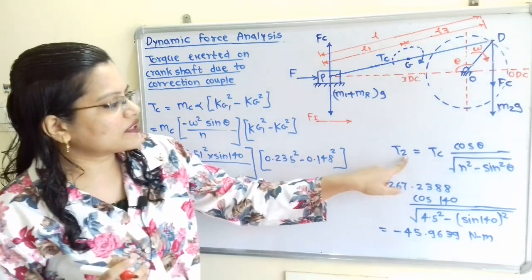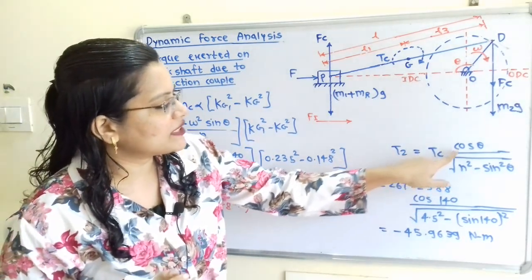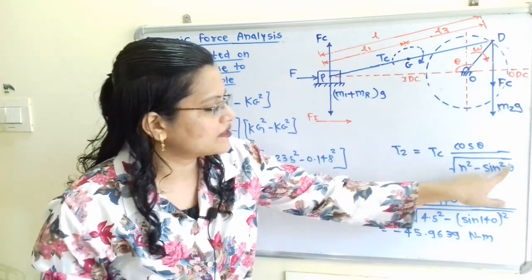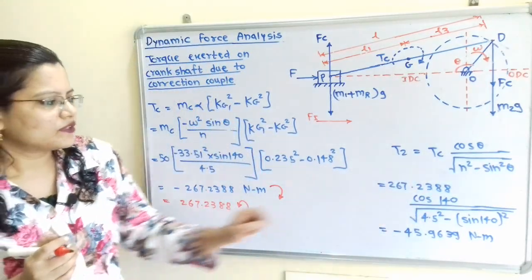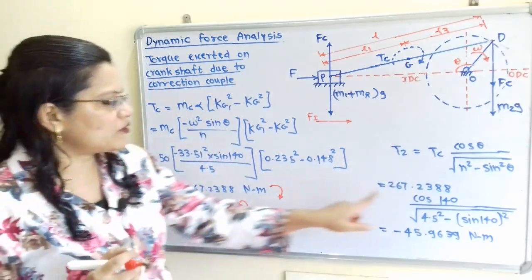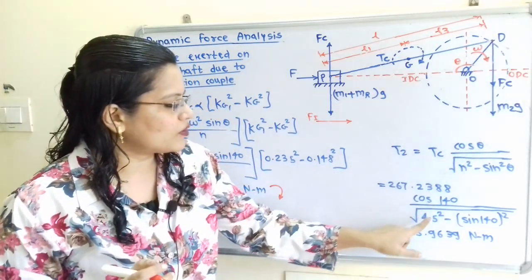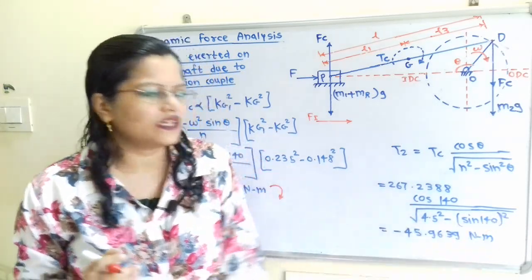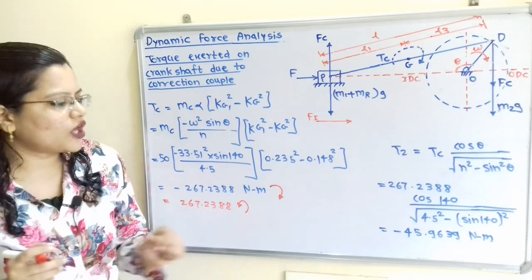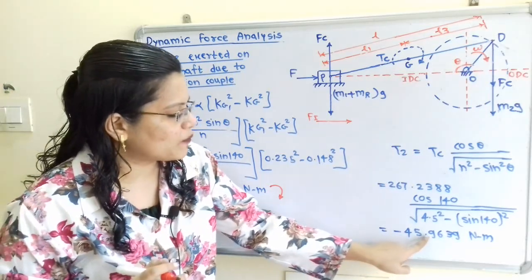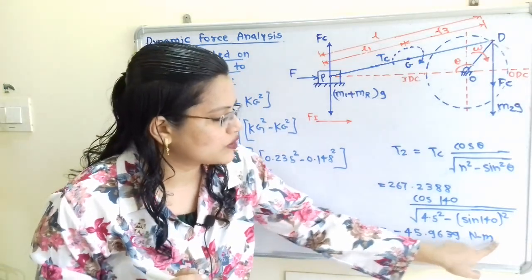So what is this torque T2? So T2 is equal to Tc cos of theta divided by under root of n square minus sin square theta. So here we will put the value. So Tc is 267.2388 cos of 140 divided by under root of 4.5 square minus sin of 140 square. So when we solve this, we will get the negative answer, that is minus 45.9639 Newton meter.